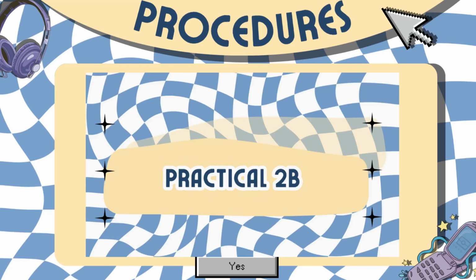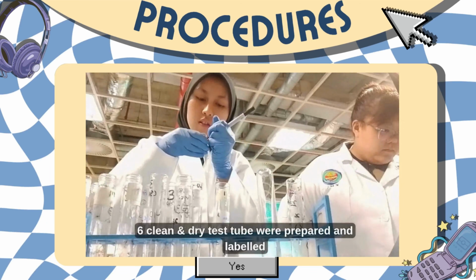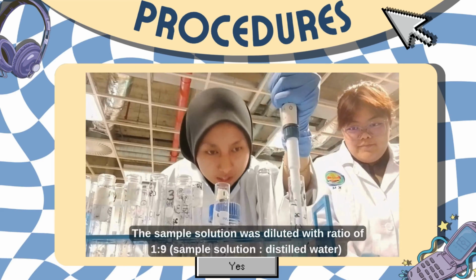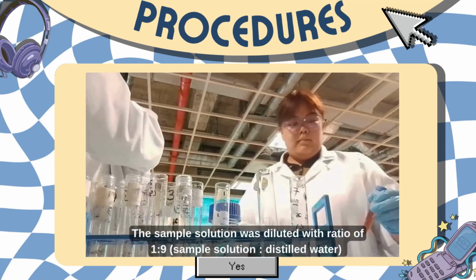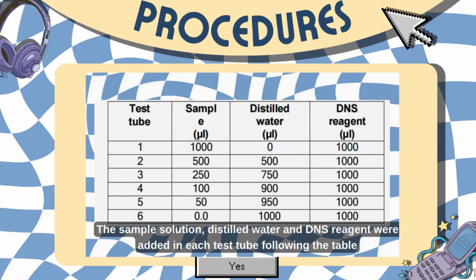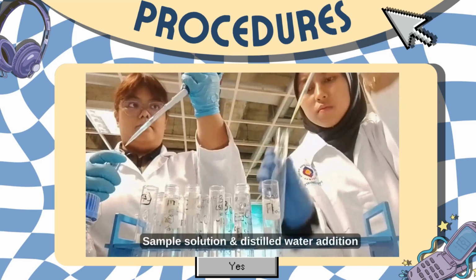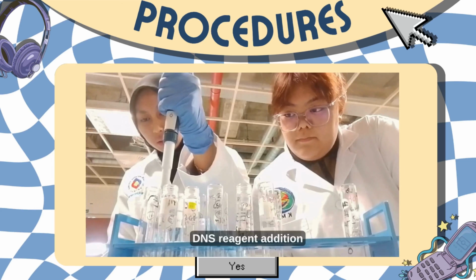For practical 2B, 6 clean and dry test tubes were prepared and labeled. The sample solution was diluted with the ratio of 1 to 9, which is 1 ml of the sample solution and also 9 ml of the distilled water. The sample solution, distilled water, and DNS reagent were added in each of the test tubes following the table. Sample solution and distilled water addition, DNS reagent addition.